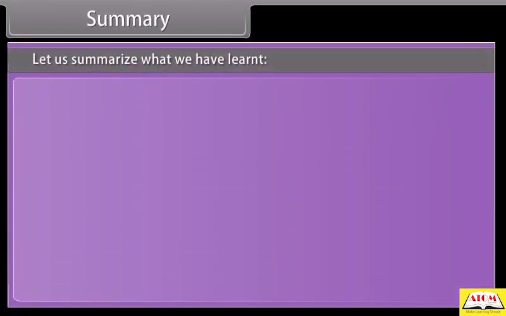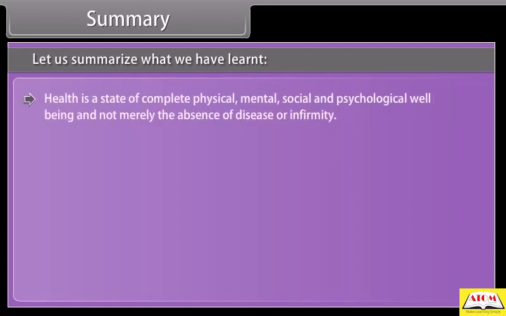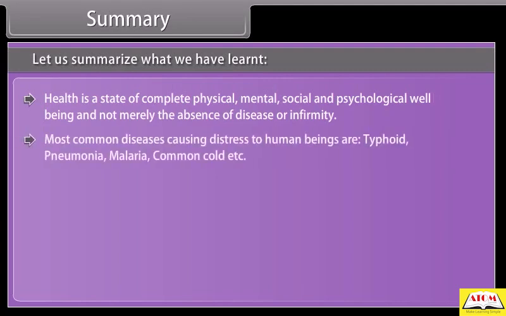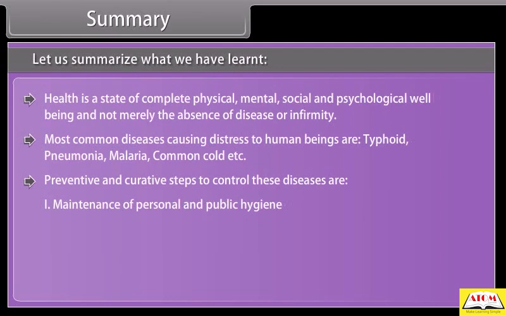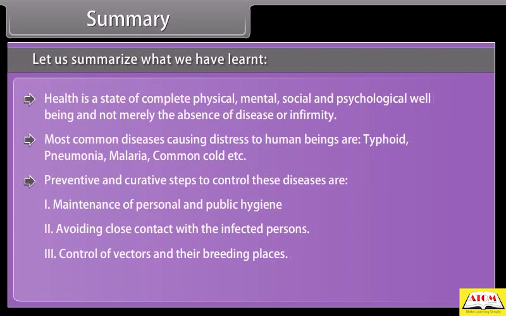Summary. Let us summarize what we have learned. Health is a state of complete physical, mental, social, and psychological well-being and not merely the absence of disease or infirmity. Most common diseases causing distress to human beings are typhoid, pneumonia, malaria, common cold, etc. Preventive and curative steps to control these diseases are maintenance of personal and public hygiene, avoiding close contact with the infected persons, control of vectors and their breeding places, and use of vaccines and immunization programs.